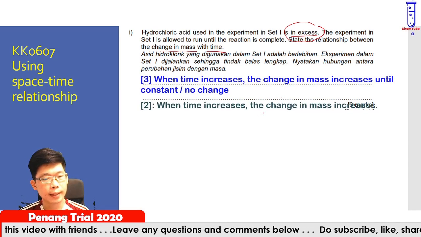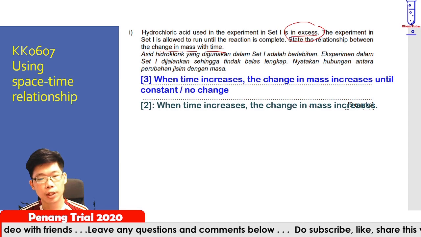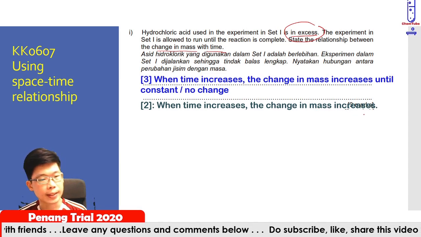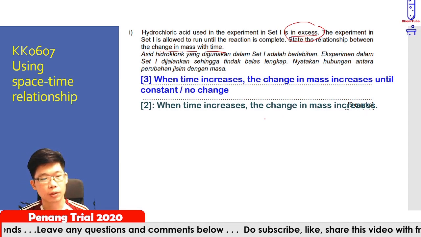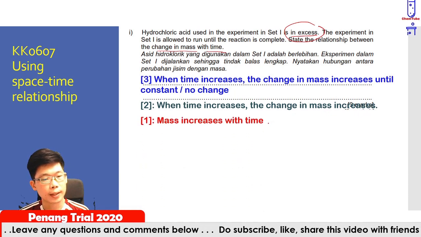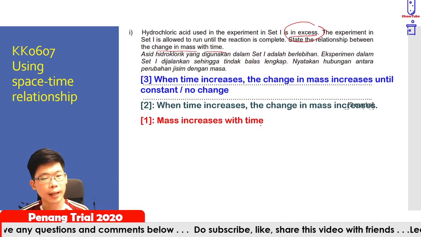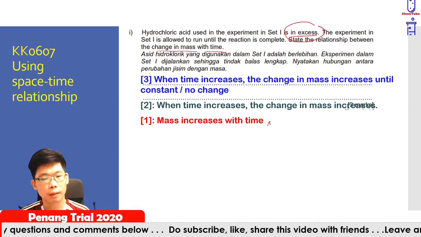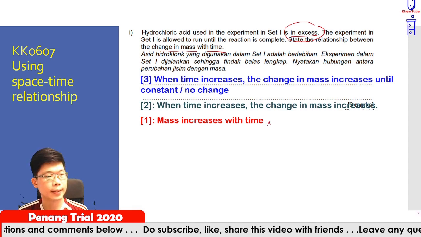Score 2: when the time increases, the change in the mass will increase. Okay, so this is score 2. Then score 1: mass increases with time. So it does not say complete, so score 1.